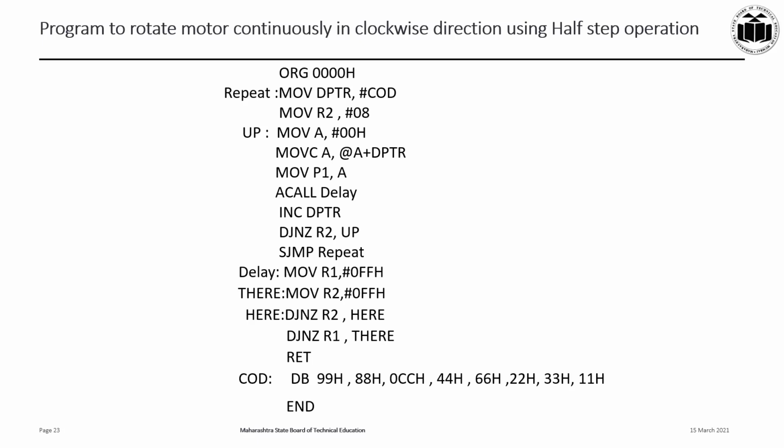So whenever the 8th step sequence is sent to port 1 and R2 is decremented, R2 becomes 0 and the program control goes to the SJMP REPEAT instruction, which repeats the whole program continuously so as to rotate the motor continuously in clockwise direction.